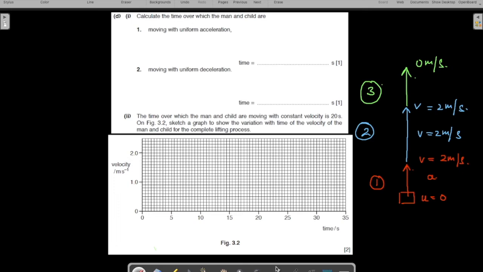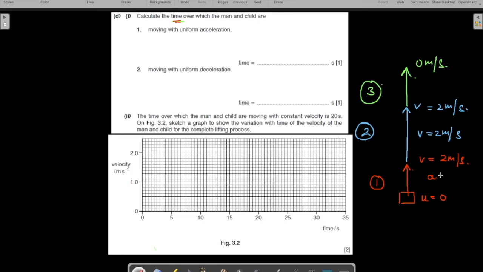Now the question they are asking is: calculate the time over which the man and the child are moving with uniform acceleration. They are talking about acceleration. We are talking about the red part of the journey. So which formula do you think makes sense here to find the time? You have to find the time.